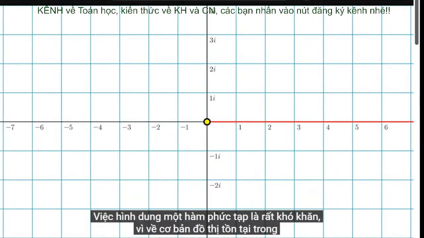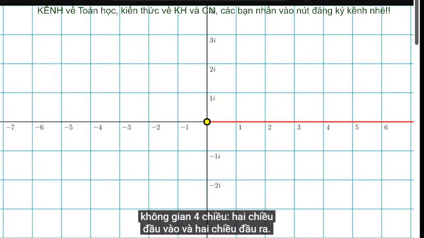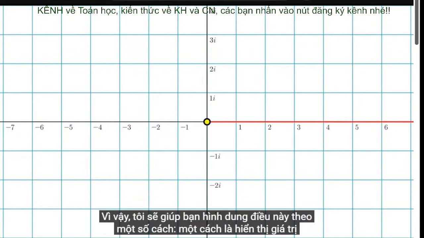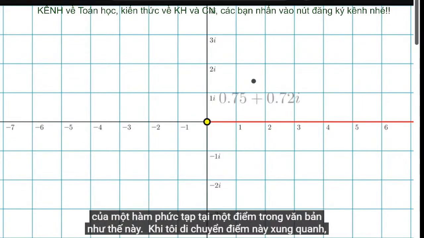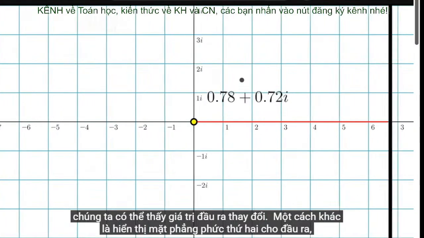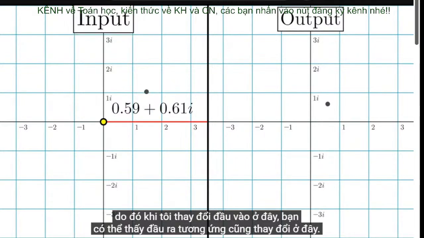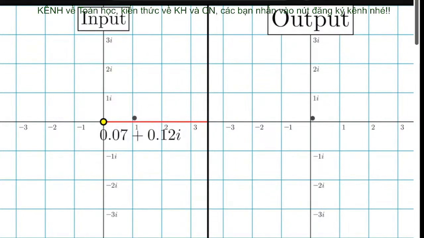Visualizing a complex function is tricky because ostensibly the graph exists in four-dimensional space, 2 dimensions of input and 2 dimensions of output. So I'm going to help you visualize this in a couple ways. One way is to show the value of a complex function at a point in text like this. As I move this point around, we can see the output value changing. Another way is to show a second complex plane for the output, so that as I wiggle the input over here, you can see the matching output wiggling over here.